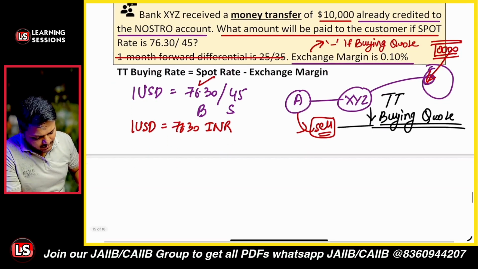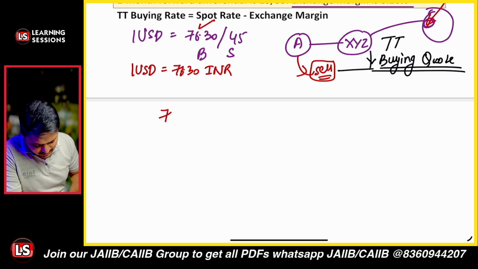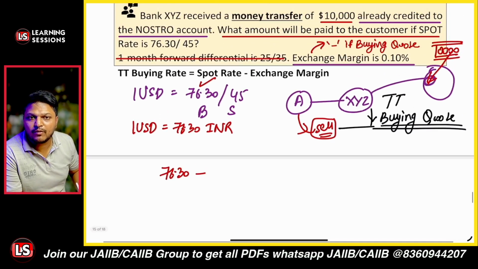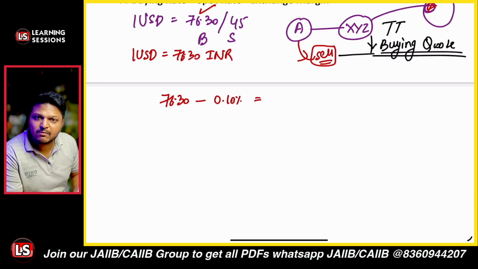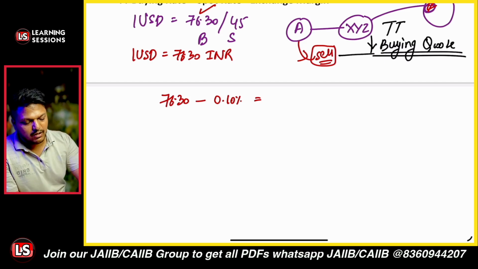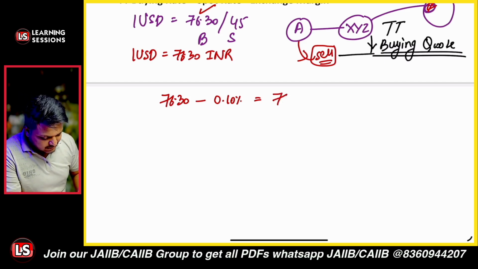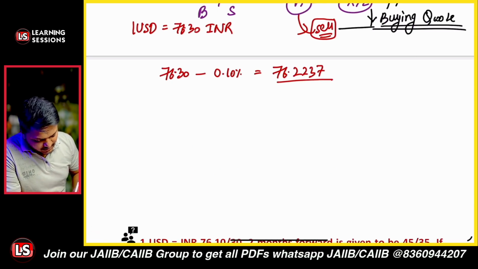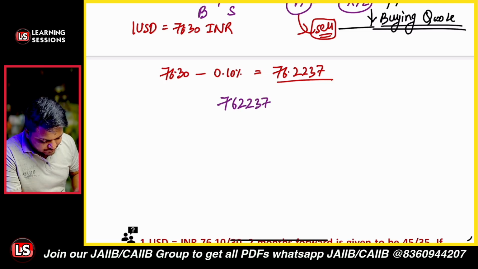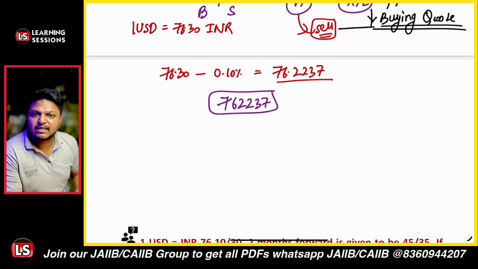Now in this scenario, what will be done? The exchange margin will be subtracted. So it is 76.30 minus what is given. It is given to be 0.10%, minus 0.10%. It may also be the case in some questions that the exchange margin is given to be 10 paisa. In that scenario, only 10 paisa is to be subtracted, not a percentage of it. Now in this scenario, we'll be subtracting 76.3 minus 0.1%. The answer is 76.2237. The question was what amount will be paid to the customer, because 10,000 USD it is related with. So it is 7,62,237. This amount will be credited to the customer's account, right?